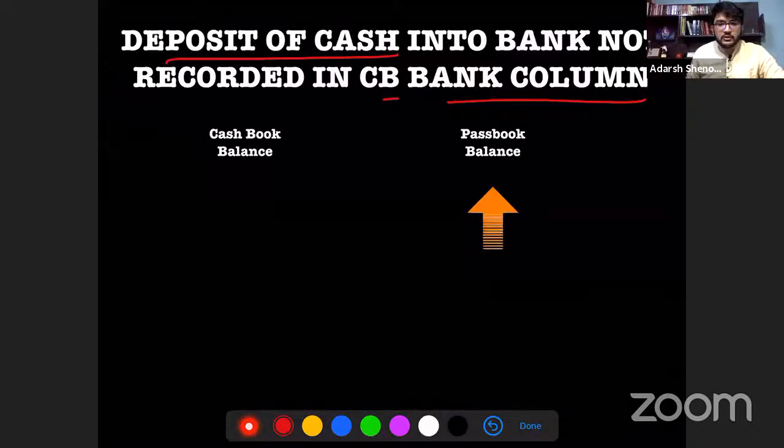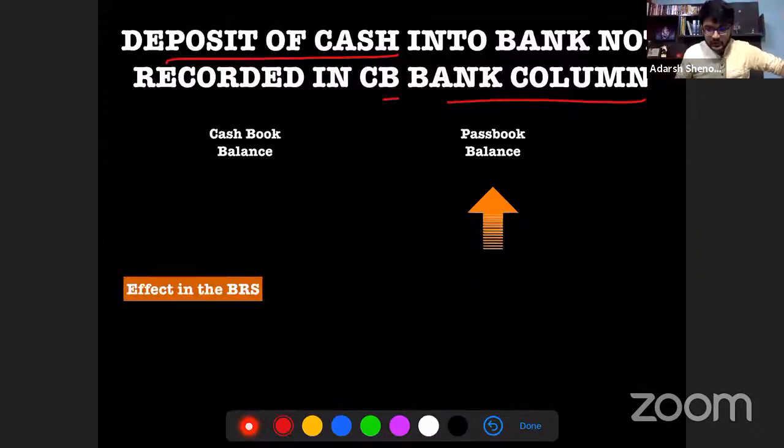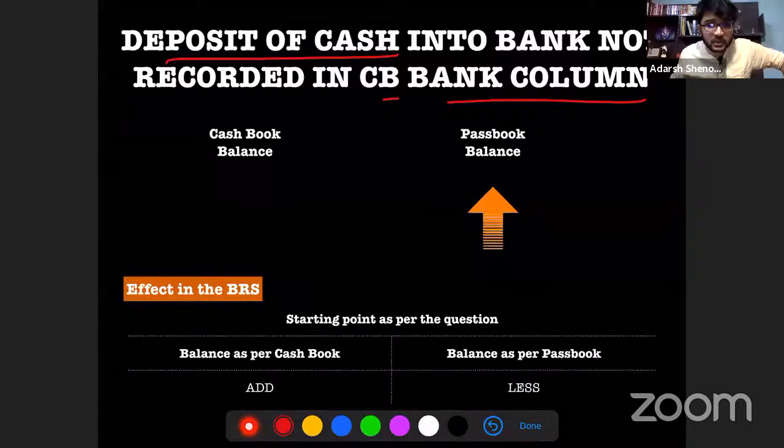Can you tell me what to do if the starting point is cash book? If the starting point is cash book, add. If the starting point is passbook, reduce. I hope everyone's understood this point also. Now this can be given in different sentences. They might say like this. Listen to me, there are a couple of questions where they have given like this.